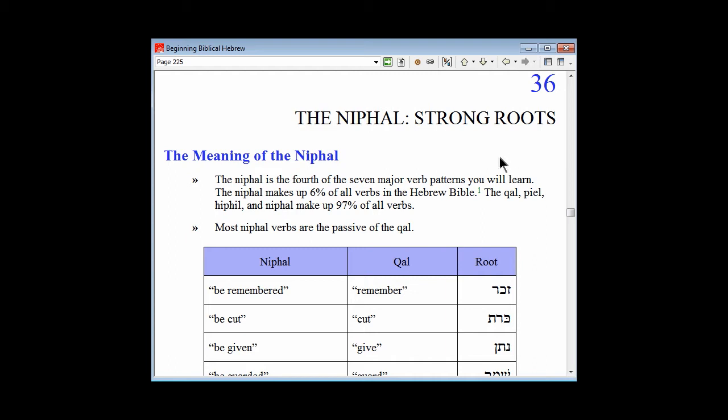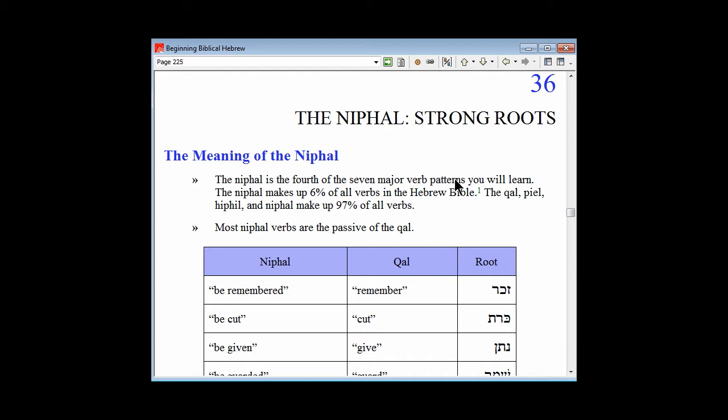And just like with the hifil, you would often have forms prefixed by hey, and specifically hi in the perfect. The hifil perfect had that hey and then the I-class vowel. The nifal, you're going to have a prefixed noon, ni. You're going to have noon and then an I-class vowel, ni.